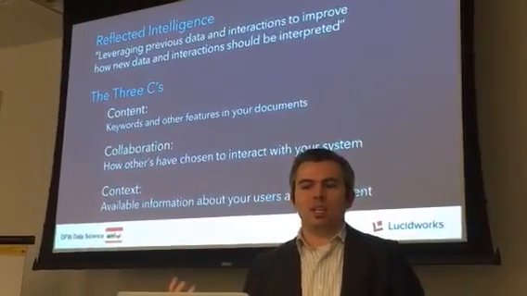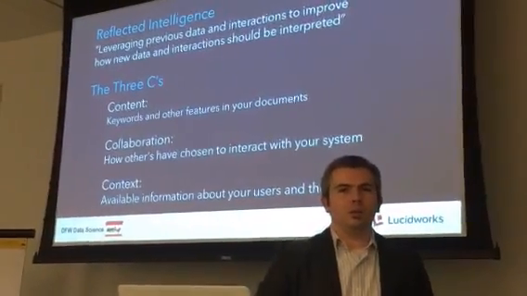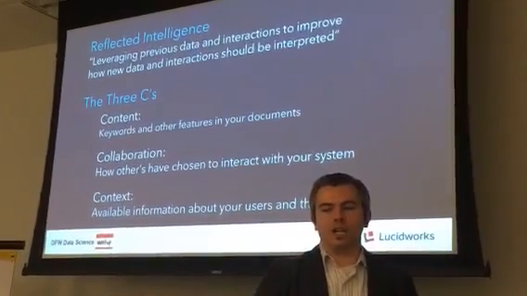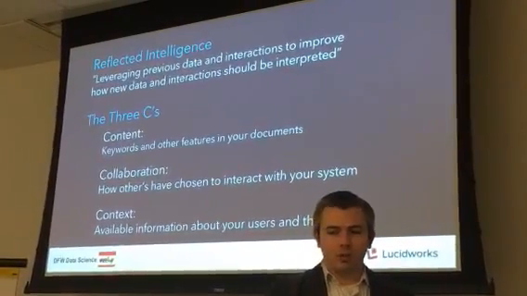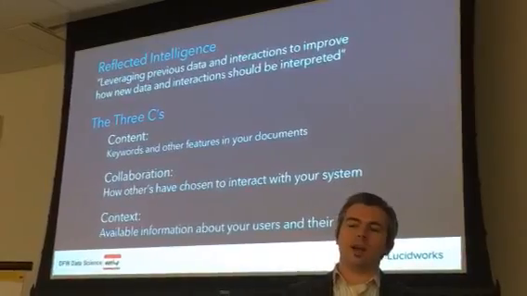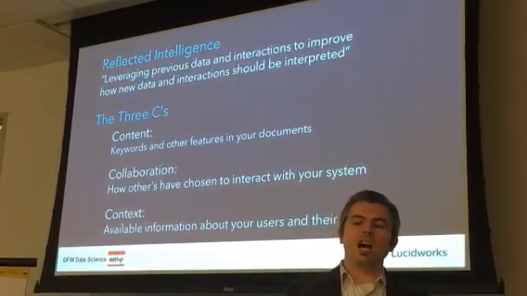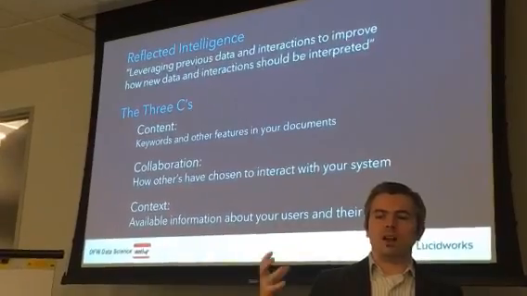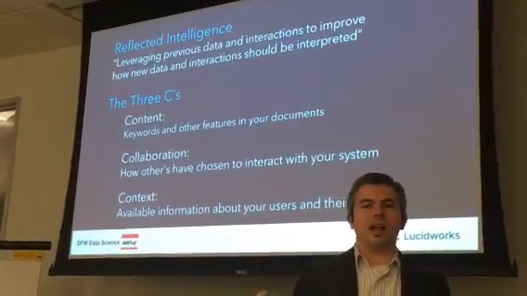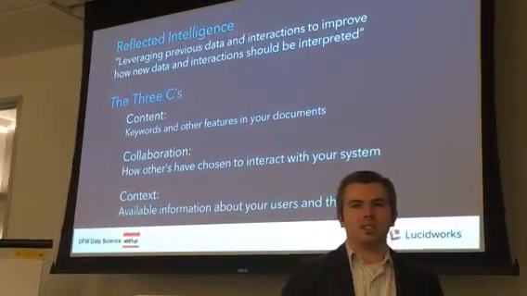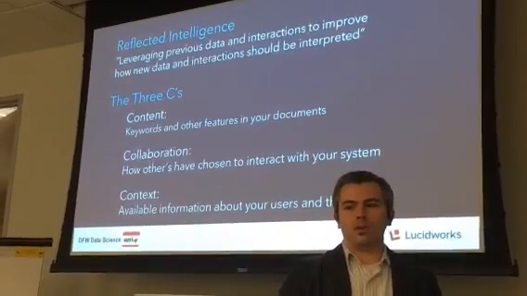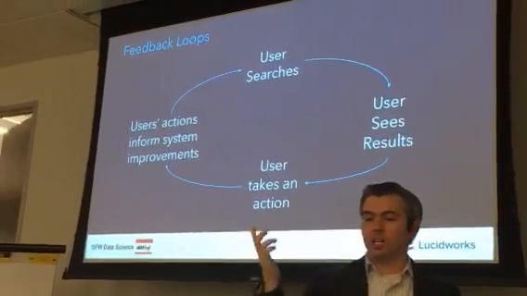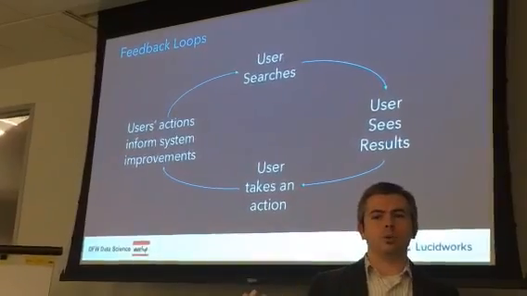Lucidworks talk about 3 C's related to relevancy here. One being content. So what are the keywords and other features in documents? Collaboration, which is how have others chosen to interact with your system. And the third is context, which is available information about your users and their intent. So how can we leverage content, collaboration, and context to have the system learn how to deliver the most relevant results?